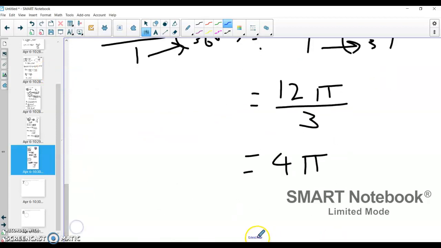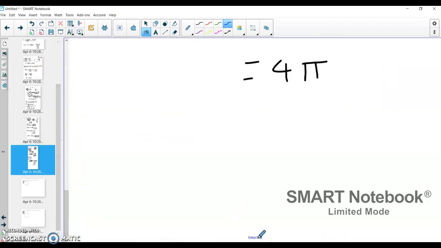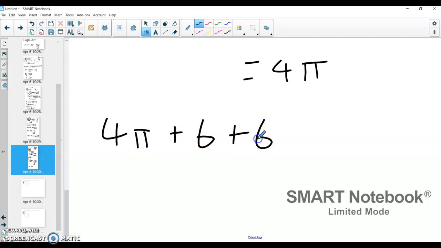And so what I have to do to my answer here, I'm going to go back to black here. I have 4 pi from the arc, but then I have to add in the 2 radiuses, which was 6 and 6. And this is going to give me a final answer of 4 pi plus 12 centimeters.